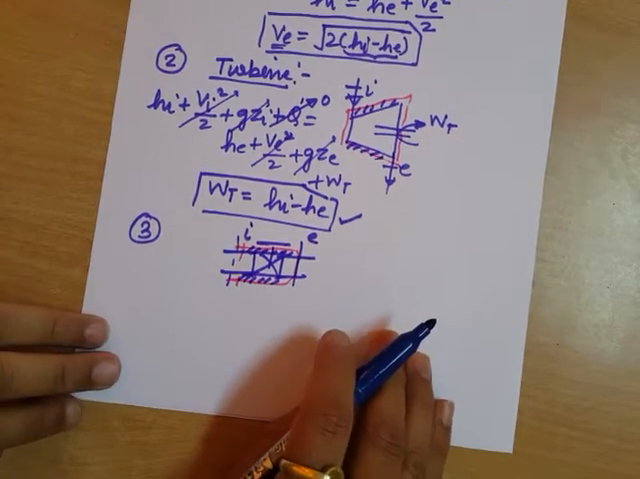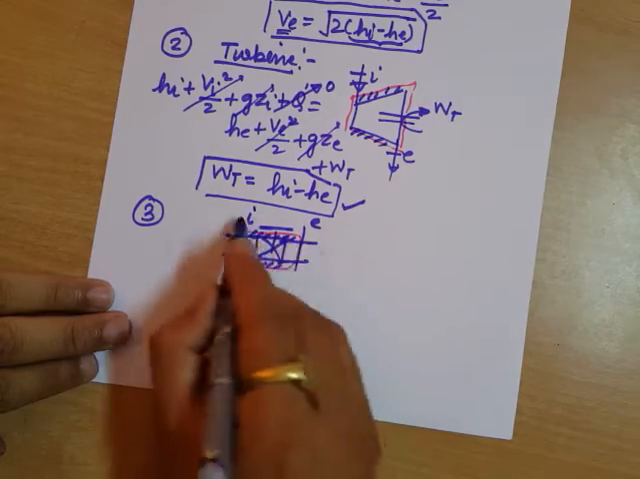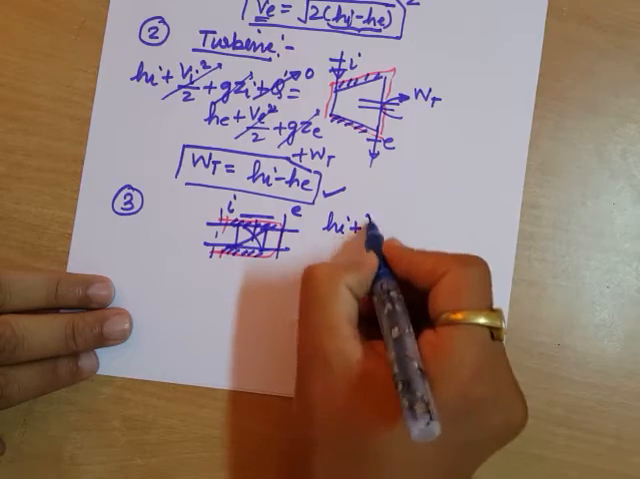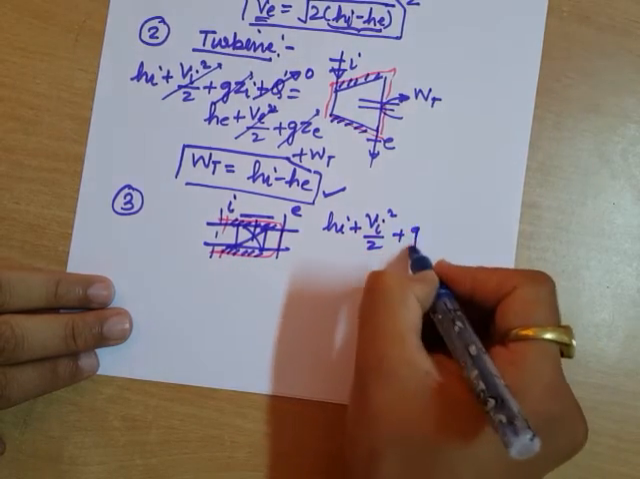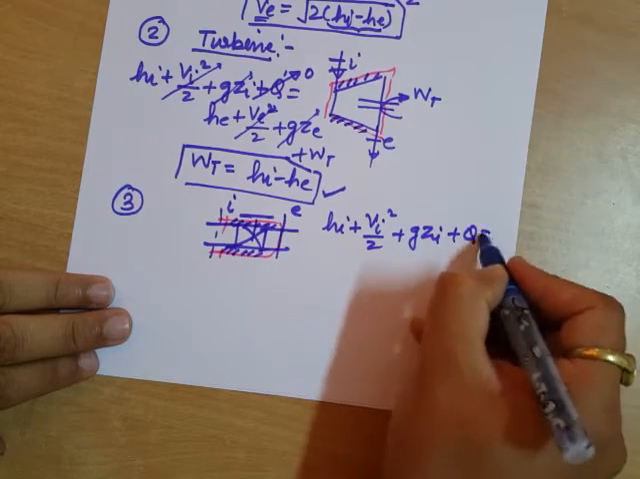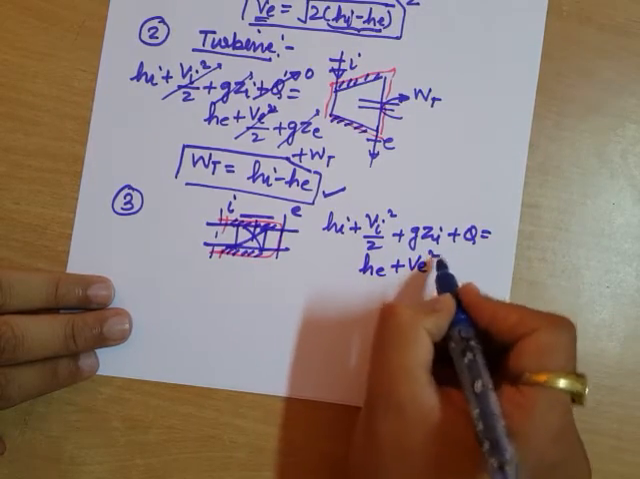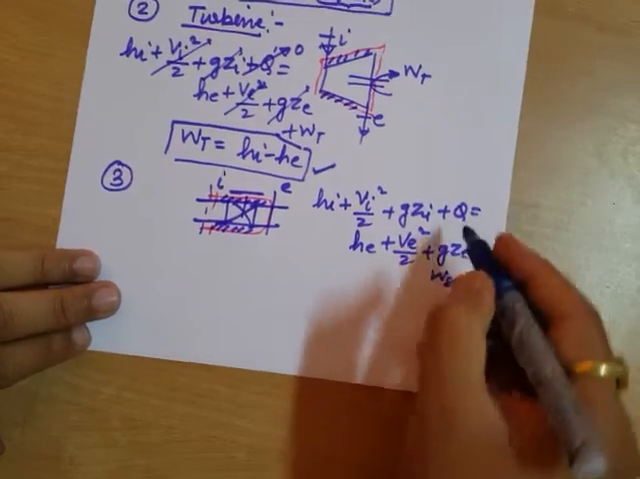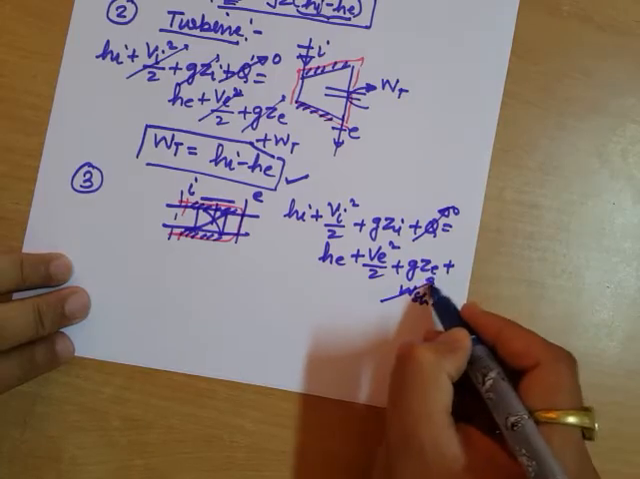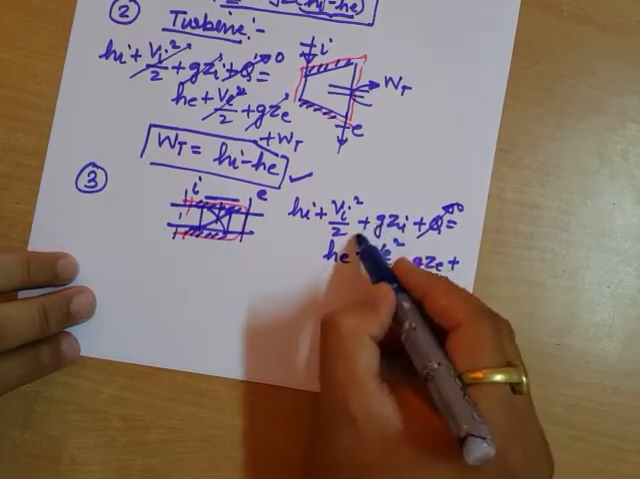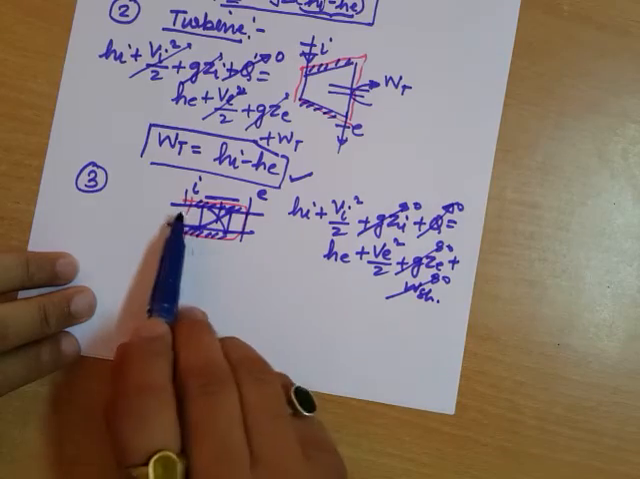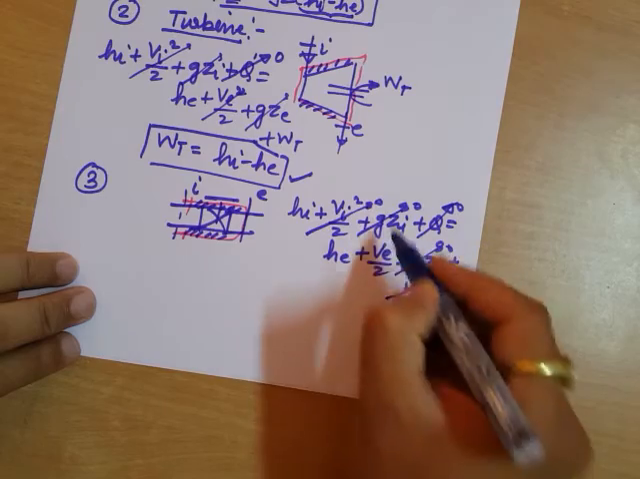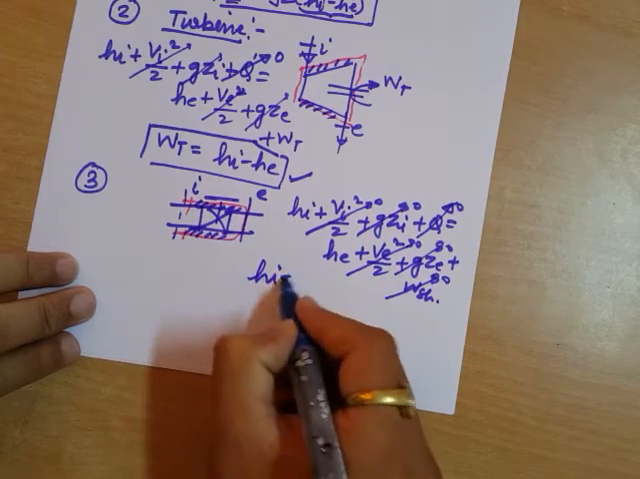So what I can do here is apply the energy equation between these two points, or onto this control volume. I will get HI plus VI square by 2 plus GZI plus Q is equal to HE plus VE square by 2 plus GZE plus shaft work. Now this is an adiabatic device, no shaft work. Neglect the potential energy changes and assume that the velocities are very small, in very small ranges. So what I'll get is HI is equal to HE.